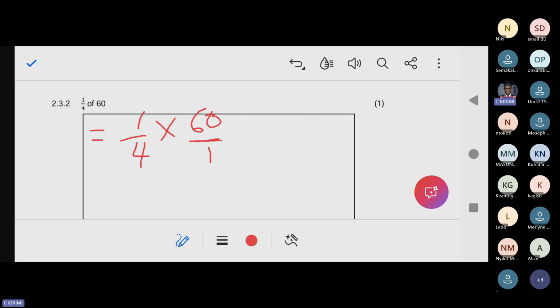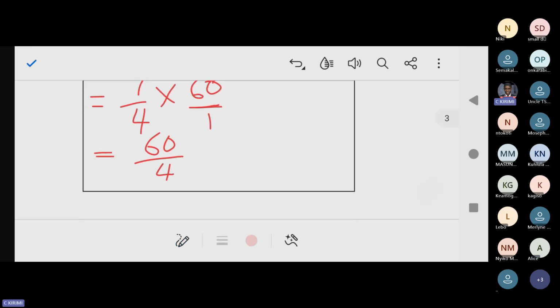So 1/4 of 60, you are multiplying. You multiply the numerator times the numerator: 1 times 60, you get 60. 4 times 1, just 4. So what is 60 divided by 4? Now you use either the short division method or you can use your mental maths to get the answer. So 4 goes into 6 how many times?